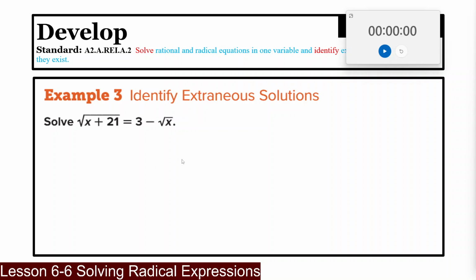So here we're trying to find the solutions of this radical equation, and we're also trying to see if there's any extraneous solutions. And so what are extraneous solutions? Well, let's first look at the solutions, and then we're going to see what an extraneous solution may mean. So what do we begin with?